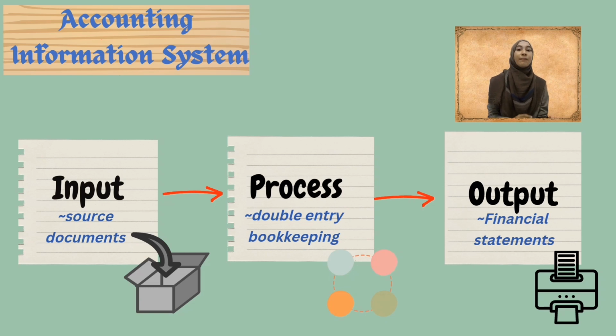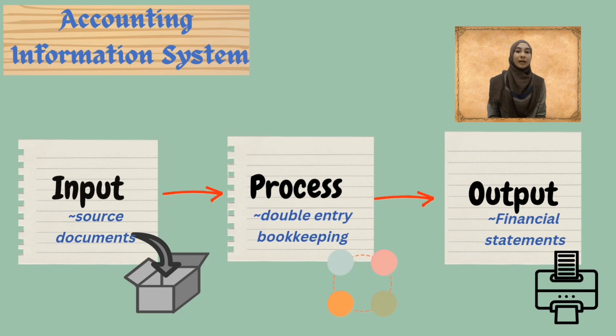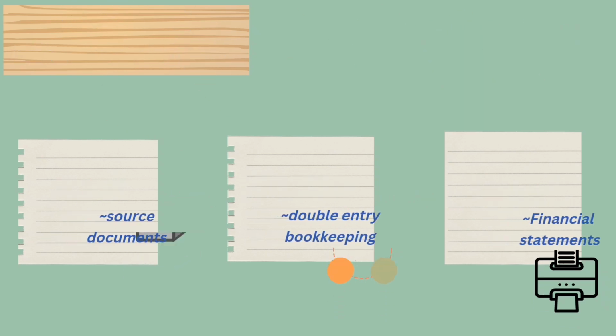Second, process. The process used in the accounting information system is double entry bookkeeping. This ensures that transactions are recorded in journals in chronological order and posted to ledgers that sort the transactions into account type order. Third, output. The accounting process then delivers output in the form of financial statements that give a view of the financial position and performance of the business. The two key financial statements are the income statement and the balance sheet.